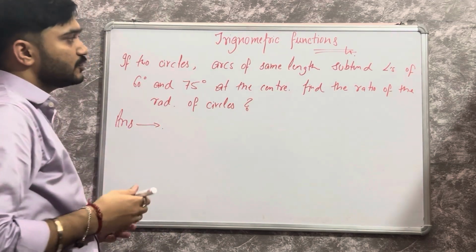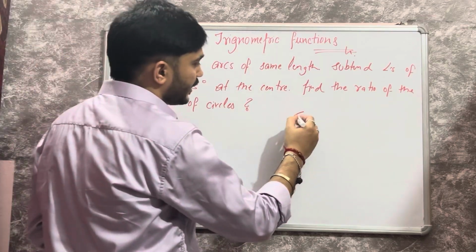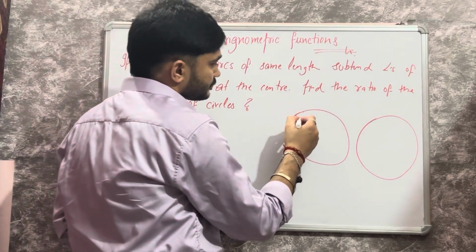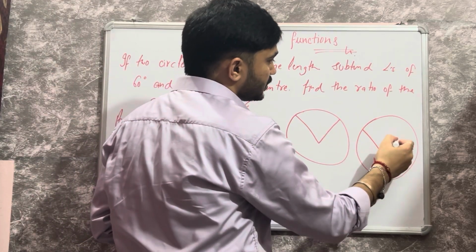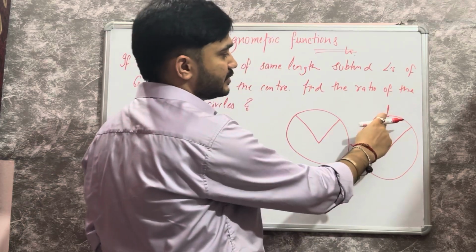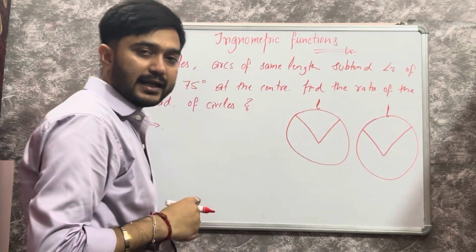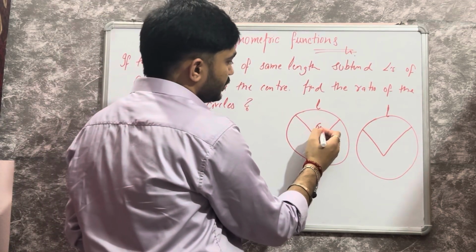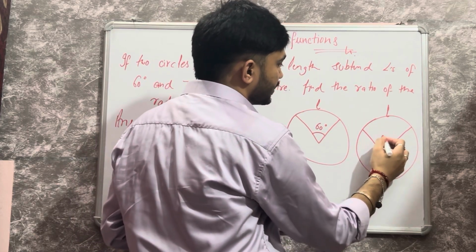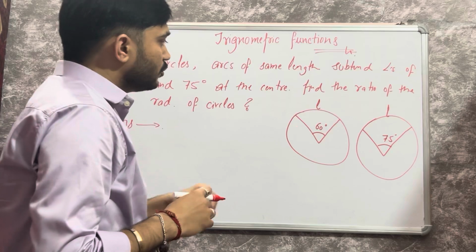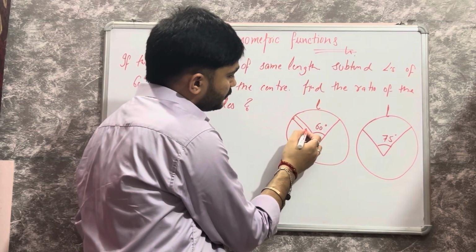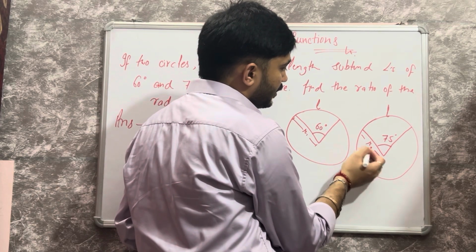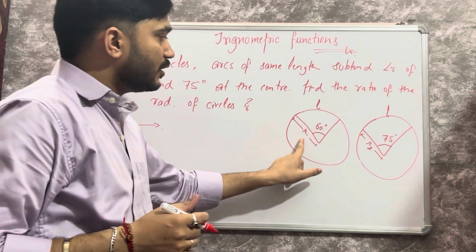So the answer of this question will be, what they are trying to say is, we have two circles. The arc length of both the circles is the same. It means if its arc length is L, then its arc length is also L. The angle subtended by this is 60 degree. The angle subtended by this arc is 75 degree. So we are going to find the radius of these circles, and also get the ratio of R1 is to R2.